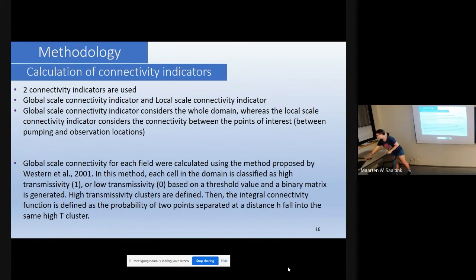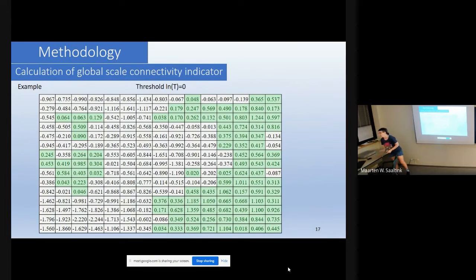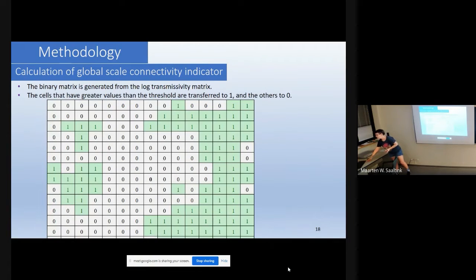I will show a small example. This is 15 by 15, and these are transmissivity values for each cell. The threshold is 0 for T. The ones larger than 0 are highlighted with green. Then based on that, the binary matrix is generated. Greens are 1 and the low values are transferred to 0.